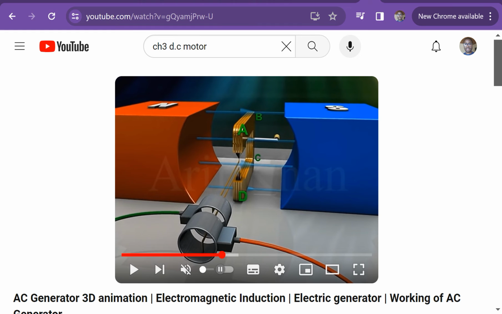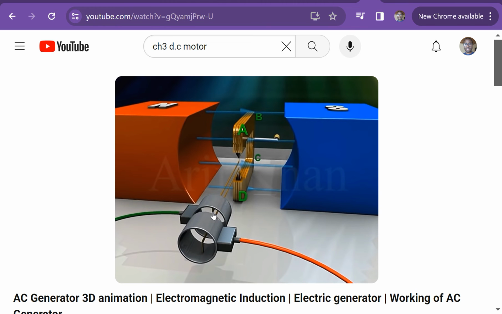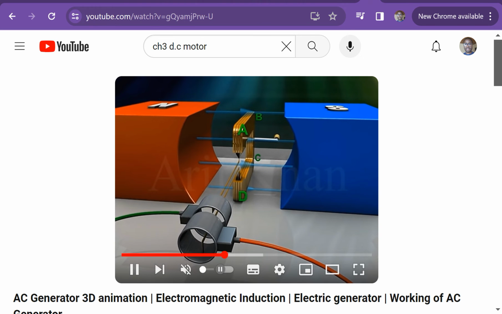Okay, so in this demonstration, for an observer somewhere here, initially at t equals 0, the coil is just vertical like this. That means end A is moving parallel to the right hand side, and end D is moving parallel to the left hand side, and this is going to give a zero output voltage.